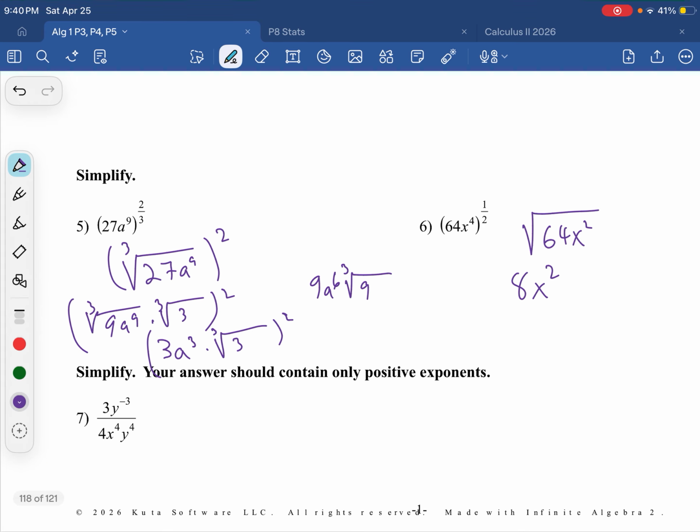And number 7, they're asking us to simplify the answer so that it only contains positive exponents. 3 over 4 isn't going to be simplified. If it's going to be a positive exponent, we're going to keep x to the 4th in the denominator. You could write this as 3 times x to the negative 4. But when we're dividing, we're going to subtract the exponents. So it's like y to the negative 3 minus 4, which is y to the negative 7. If it's negative 7 in the numerator, I can write this as 1 over y to the 7th in the denominator.